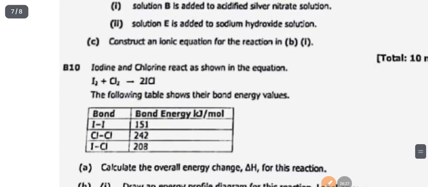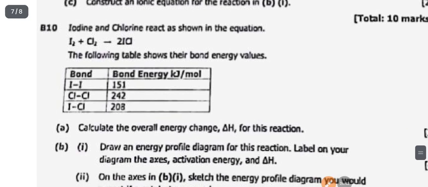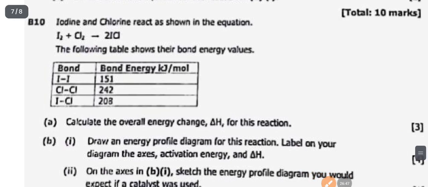Okay, question B10. Iodine and chlorine react as shown in the diagram. The following table shows their bond energy values. Calculate the overall energy change ΔH for the reaction.